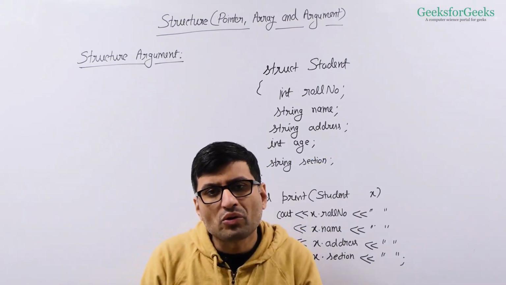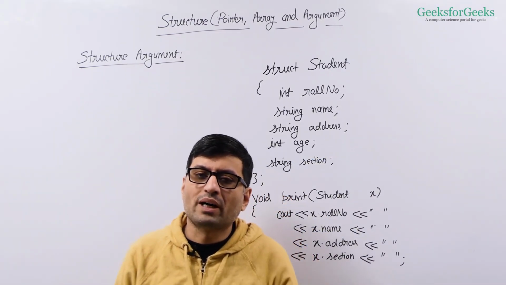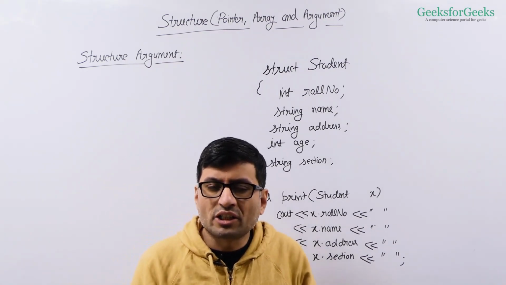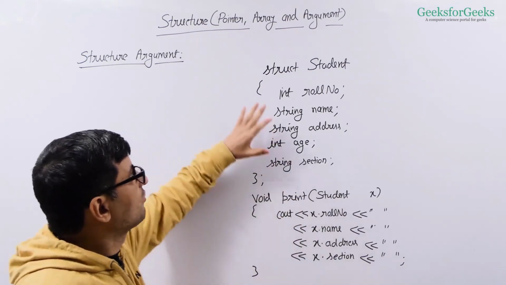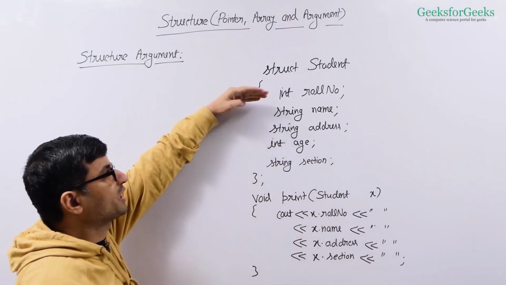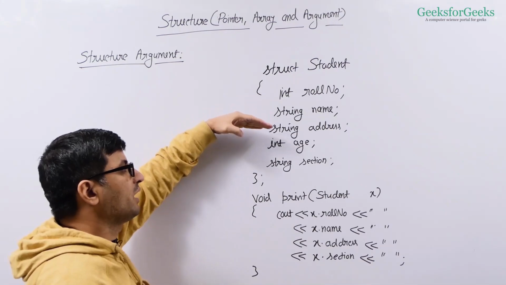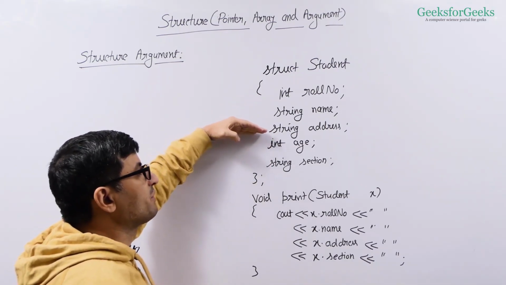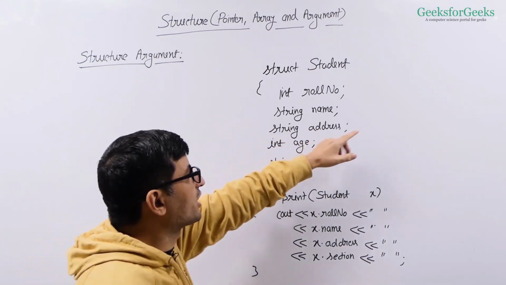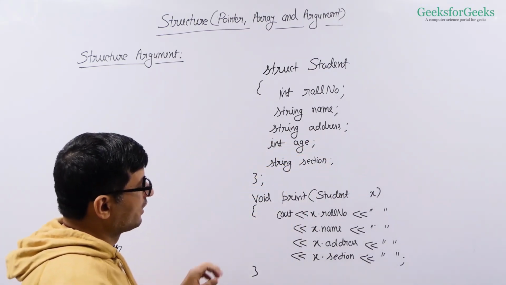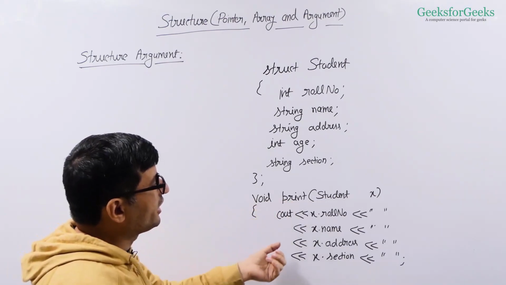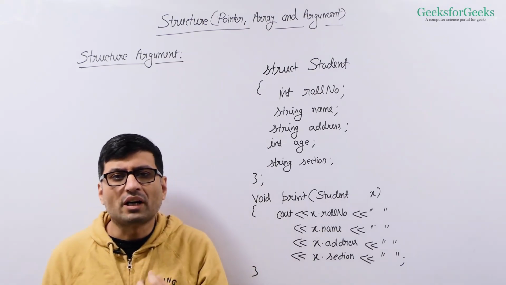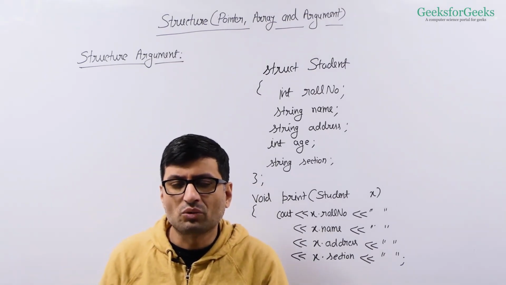Let us now talk about one important point about passing structures as arguments to functions. Let's understand this point with this example. We have a student structure which has roll number, name, address, age, and section. And some of these members might be really large strings. For example, address might be a large string. And here is a function print that takes a student variable as an argument. So if we pass a student variable to this function, what will happen?